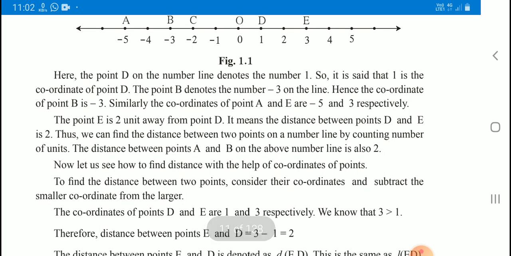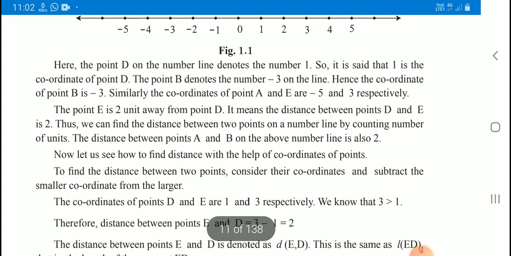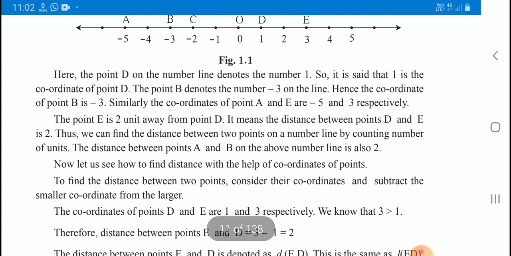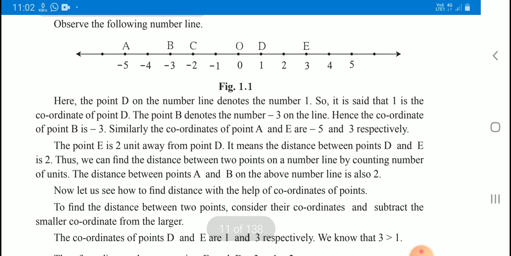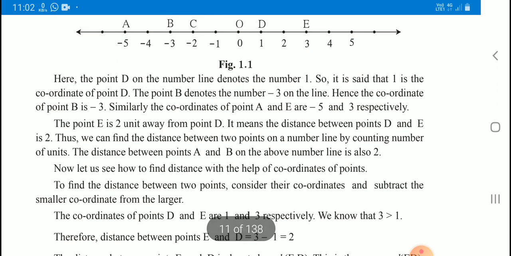So here negative 3 is greater than negative 5. So we have to subtract negative 5 from negative 3. Then you will get the answer, negative 3 minus negative 5. So here minus minus will become plus. So negative 3 plus 5 means 5 minus 3 is equal to 2. So the distance between the points A and B is 2 units, or points B and A is also 2 units, or length AB or length BA is equal to 2 units.